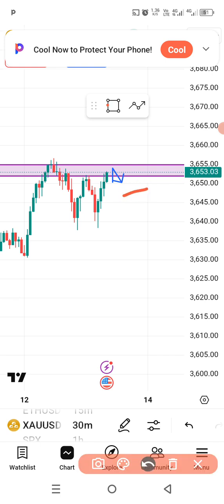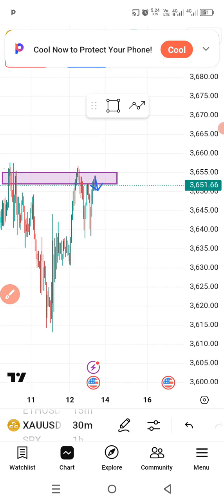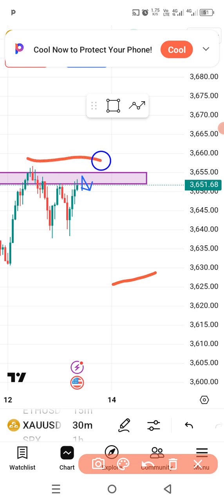Let me remove this thing. You can enter your sell trade right from here. That is simple. As you are entering from here, this is where you put your stop loss and take profit. The previous high, somewhere here. You just come down and put your stop loss here. That is your stop loss.